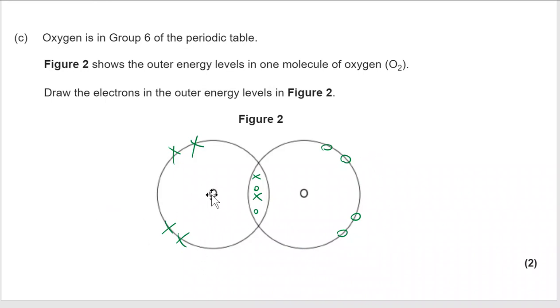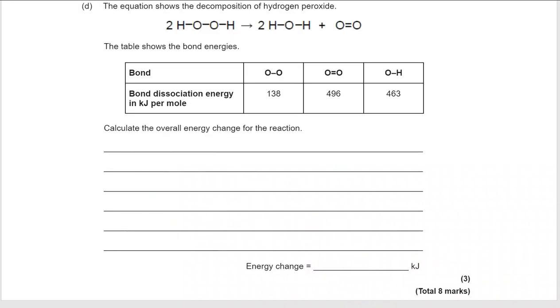Let's just double check it. This oxygen now has 2, 4, 6, 8 electrons. This oxygen has 2, 4, 6, 8 electrons. We're done. And finally, moving on to part D, we have a bond energy calculation. Calculate the overall energy change for the reaction. They've provided you with the equation showing all of the bonds, but be very, very mindful of the balancing.